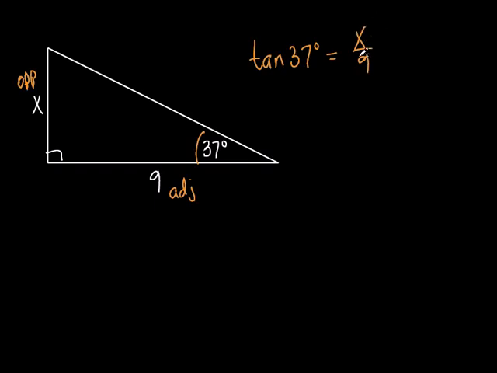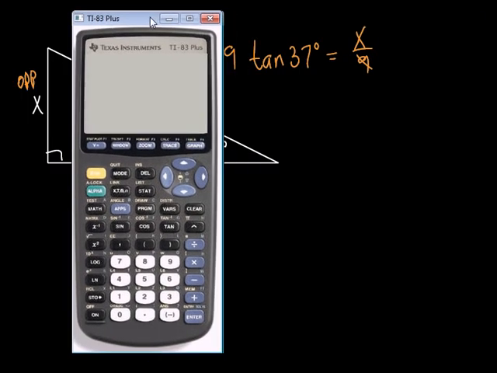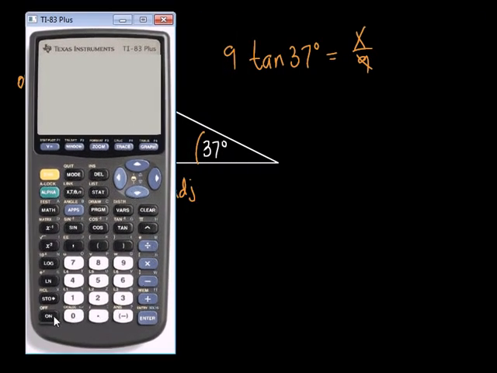x is already on the top, so we just multiply both sides by 9, throw that into the calculator. Now, when I say just throw that into the calculator, for some people, you're having trouble with using your calculator. So let's go through it very, very quickly here. If you have a calculator similar to this, you probably don't have too much trouble with it. So you just hit 9, tangent, 37, equals, and there it is.